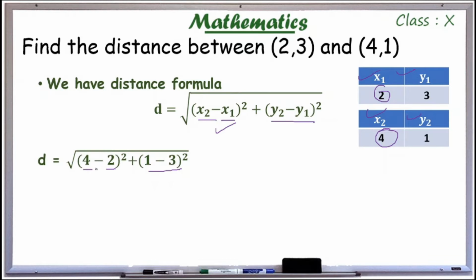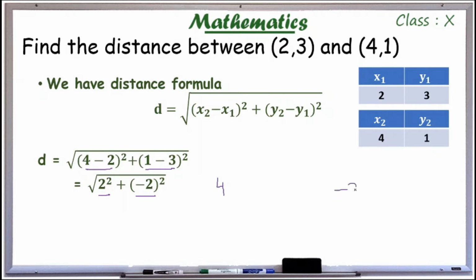So 4 minus 2 is equal to 2. 1 minus 3 is equal to minus 2. So we get root of 2 square plus (minus 2) all square. And we have to find the square. 2 square is equal to 4. Minus 2 square is equal to minus 2 into minus 2, which is equal to 4. So 4 plus 4. Root of 4 plus 4 is equal to root 8.